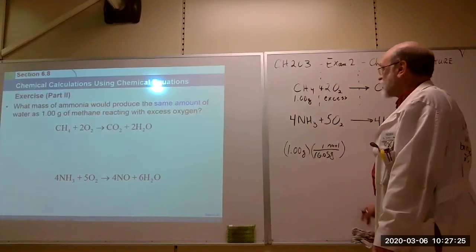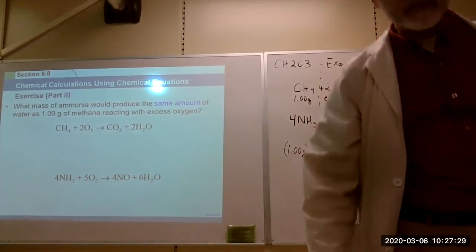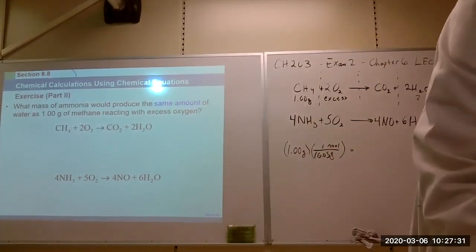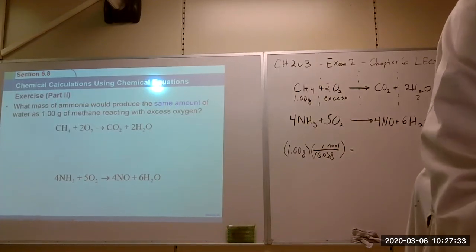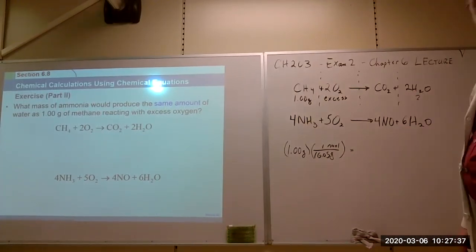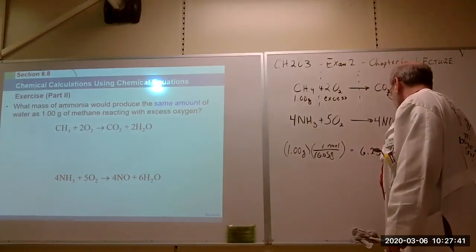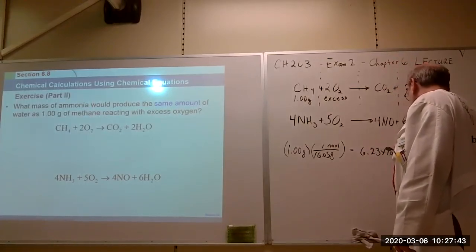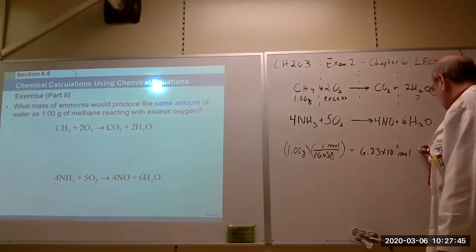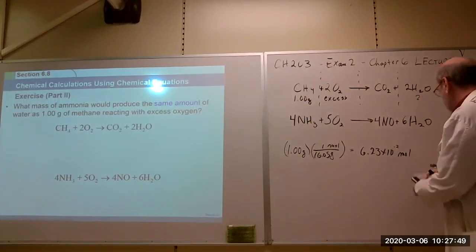So we're going to find out how many moles that represents. We just need 1 divided by 16.05. That is 6.23 times 10 to the minus 2 moles of methane.